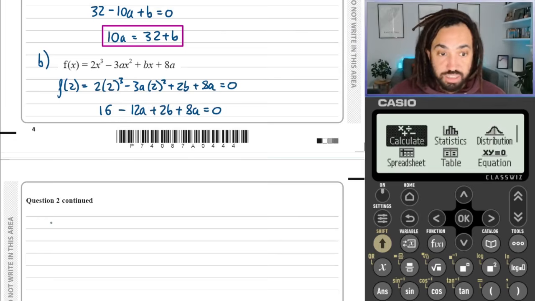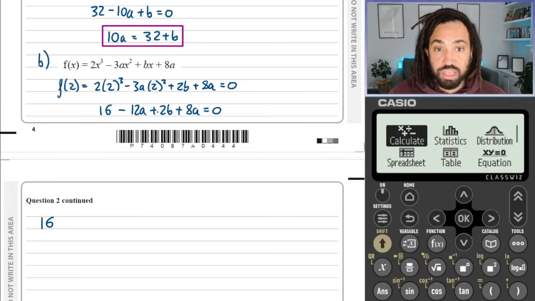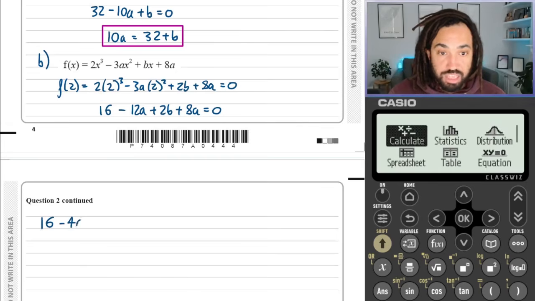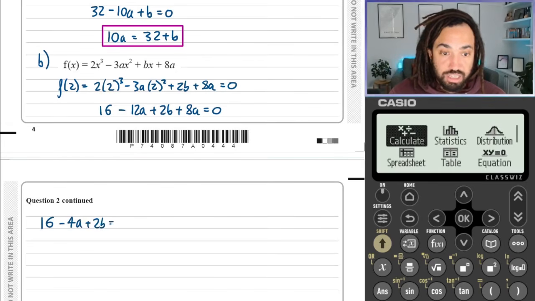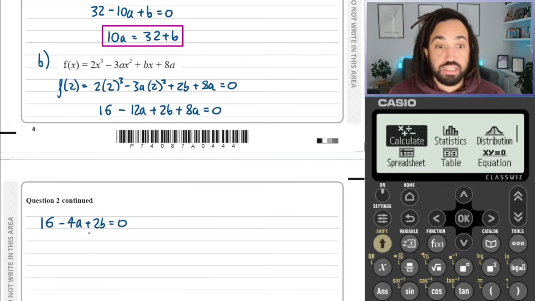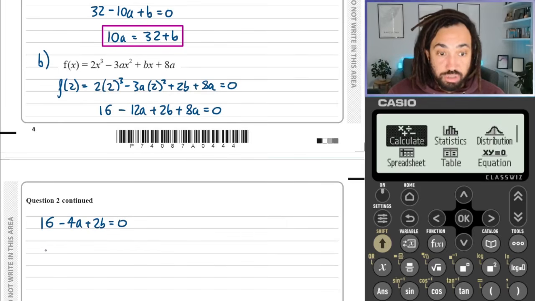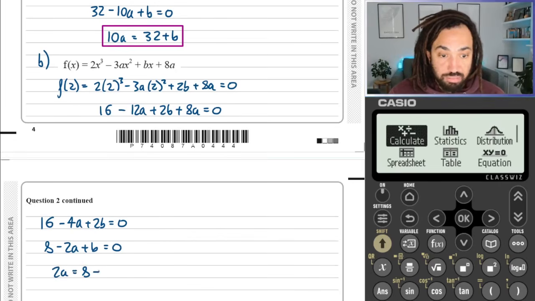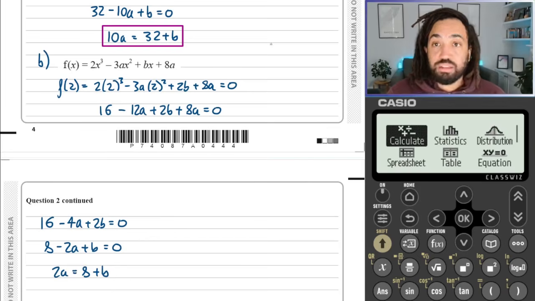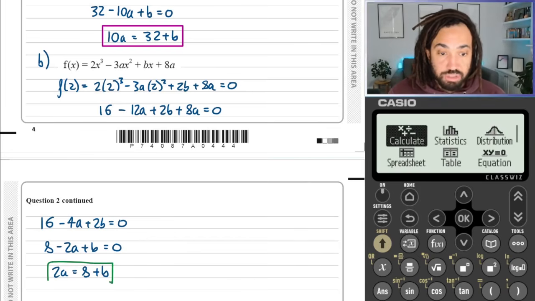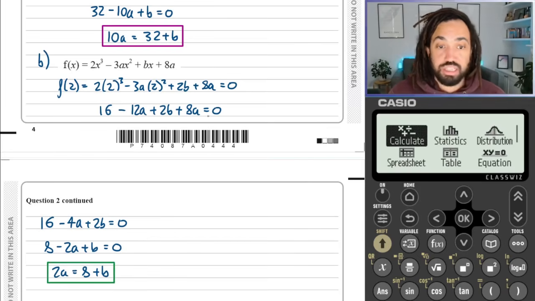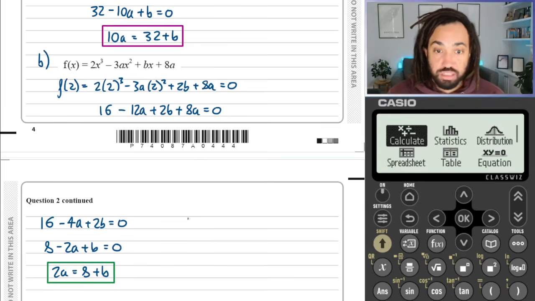Okay, so that is the same as 16, and then we have minus 4a plus 2b equals 0, and we're going to divide through by 2 to get 8 minus 2a plus b equals 0, and then we're just going to write it in a similar way to that one, which is I'm going to write 2a on that side, and then that's going to be 8 plus b on that side.